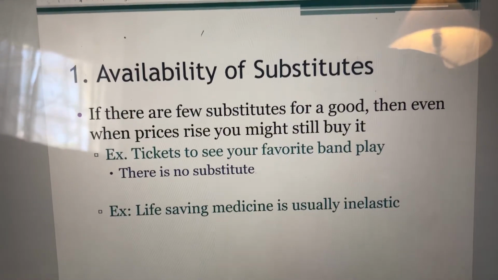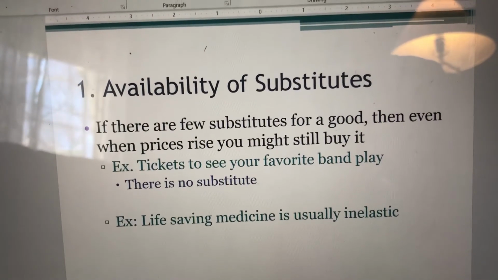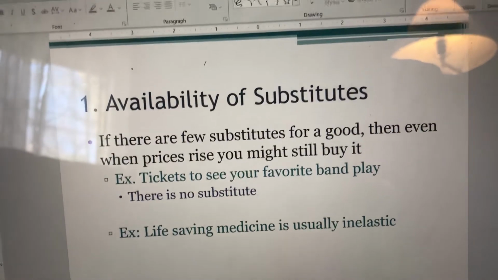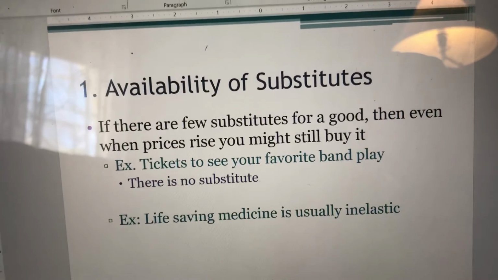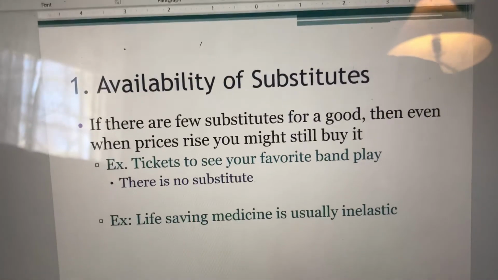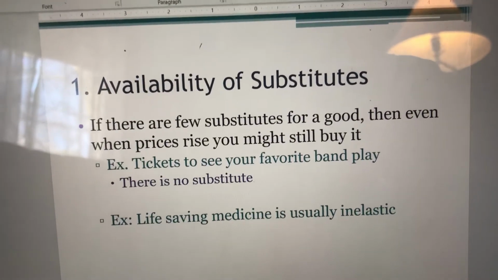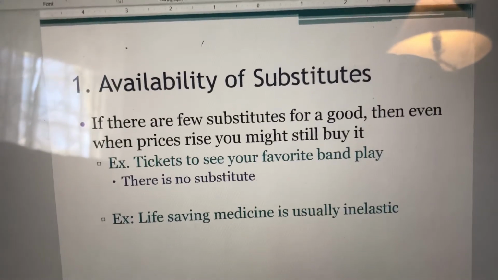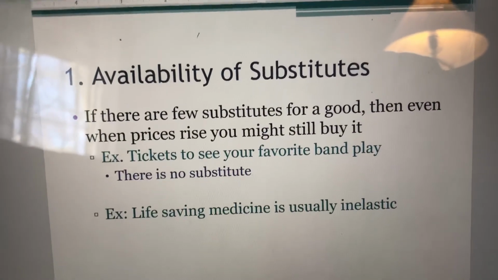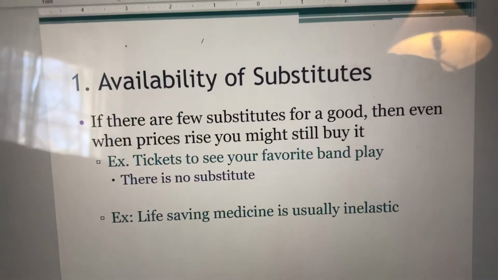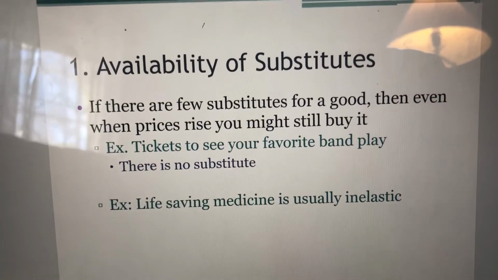Okay? So other things that go into elasticity are availability of substitutes. So that's like the gas. There's no substitute for it, right? So even if there are a few substitutes for a good, then even when the price rises, you may still buy it, right? So gas, milk, or tickets to see your favorite band, right? So if you want to go see Coldplay, there's only one band, Coldplay, right? There's no substitute for that ticket. So even if that ticket to see Coldplay goes up a lot in price, there's still a very good chance that you will purchase it because there's no substitute.